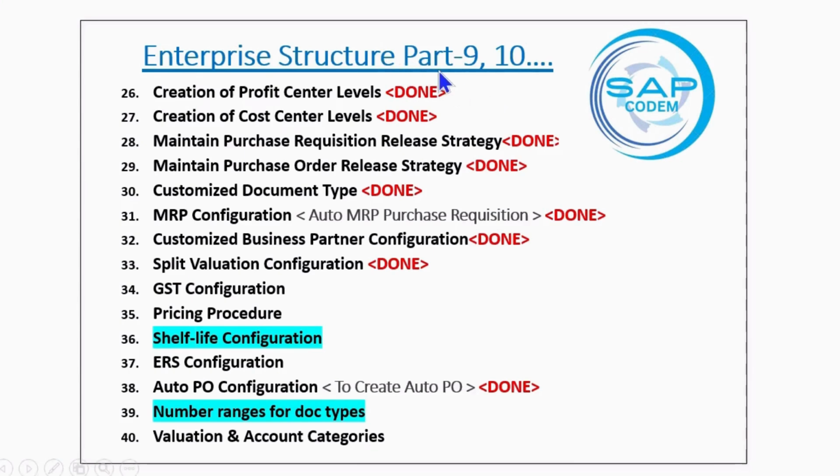Enterprise Structure Part 9, in continuation of Part 8. In this session, you will learn shelf life configuration and number ranges for document types. So how do you create the number ranges? What are document types? How do you create number ranges and assign number ranges to those document types? We'll be learning in this session.